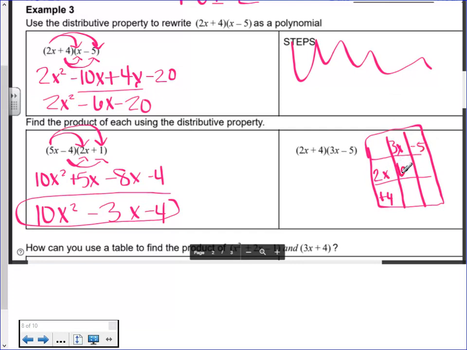2x times 3x is 6x squared. 2x times negative 5 is negative 10x. 4 times 3 is 12x. 4 times negative 5 is negative 20. So I'm going to start with my biggest exponent, which would be 6x squared. 12 minus 10 would be a positive 2x. And then I have a minus 20 there as well. So what I went ahead and did is I combined these two before I wrote it out. You can do that too.